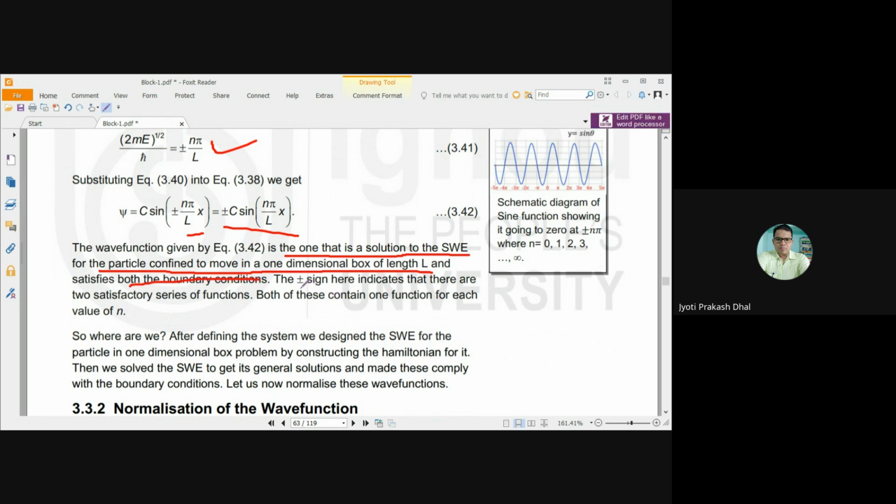The plus minus sign here indicates that there are two satisfactory series of functions. Both of these contain one function for each value of n. So this is the satisfactory solution to the Schrodinger wave equation of the particle confined to move in a one-dimensional box of length L, and the solution is psi equals plus minus c sin n pi x by L.